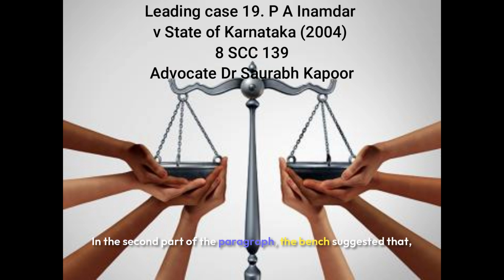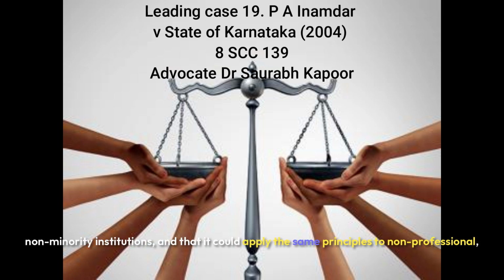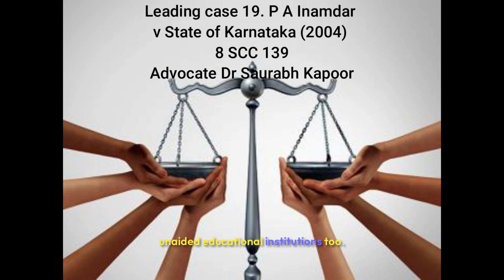In the second part of the paragraph, the bench suggested that, for instance, a certain percentage of the seats can be reserved for the management for the admission of students from among those who have passed the common entrance test held by itself or by the state or university and have applied to the college concerned, while the rest of the seats may be filled on the basis of counseling by the state agency. This, the bench said, would incidentally take care of poorer and backward sections of society. The prescription of percentage for this purpose had to be done by the government according to the local needs, it said. It added that the government could fix different percentages for minority and non-minority institutions, and that it could apply the same principles to non-professional unaided educational institutions too.